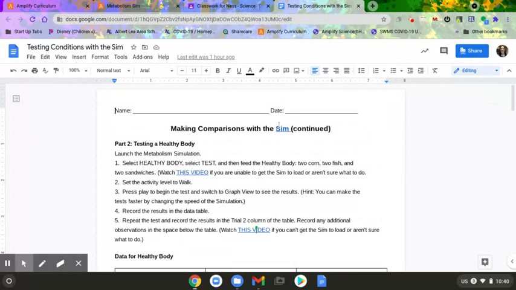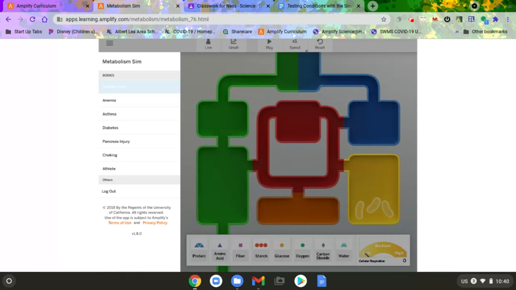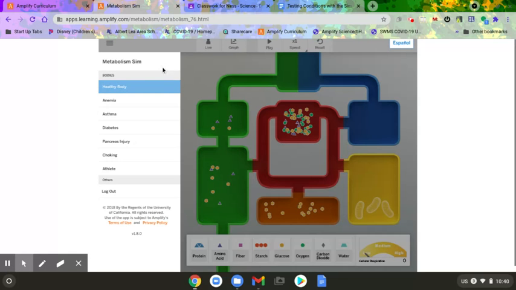There is a link here for the sim. Otherwise, if you go here to Amplify, you would come up here to the pancake stack, scroll down until you find Metabolism Sim, and you'd open it up and then launch the simulator. So in case you were unable to watch anything, I am going to do one example of each.